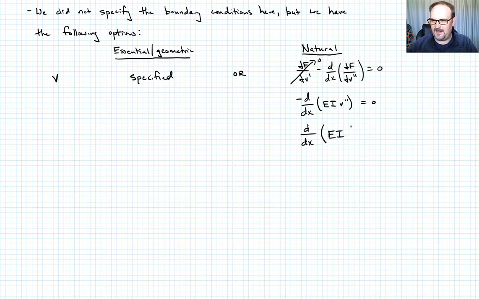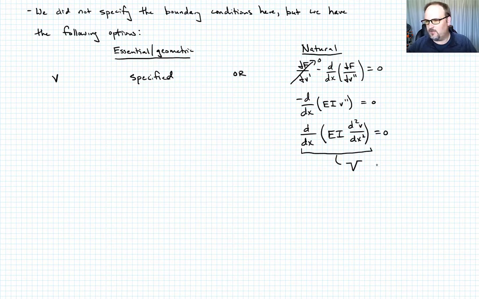Or I can multiply by negative 1, and I can say that d by dx of EI V double prime, and I'll write it like you maybe learned it in beam theory. This is d squared V dx squared, right? That equals 0. Well, what is this term? Right, that's V. That's your shear term, right? So what we're saying is that V is equal to 0. This is a statement about the shear, right? So either we specify the deflection at that point or we specify the shear.